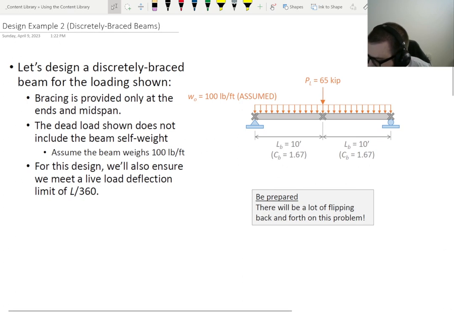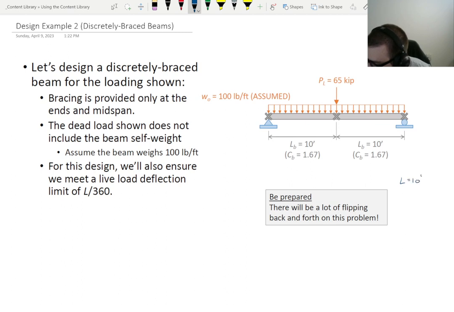Okay. And so again, this is one of those areas where I definitely want to make sure, I'm already making errors here. So this is 20 feet. LB is 10 feet. I want to make sure that that's clear. We've got a simply supported beam with a distributed load of 100 pounds per foot across the span. That comes from the self-weight, and we're assuming that the beam weighs 100 pounds per foot, and that's the only dead load that we're seeing. I see here that the dead load shown does not include the beam self-weight, but that's actually what we're applying. So that note is probably worded kind of poorly on my part. Apologies for that. But we do have a live load at midspan of 65 kips. So I have gone ahead and already told you what the CB values are for each of these segments.